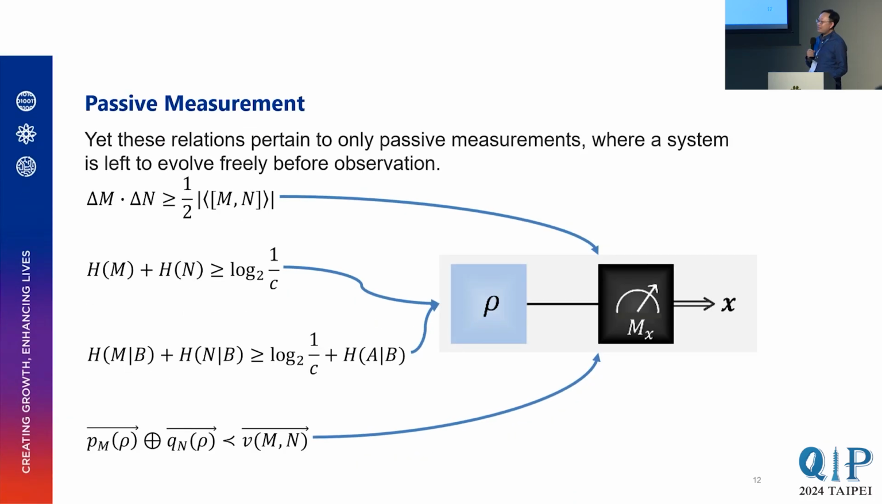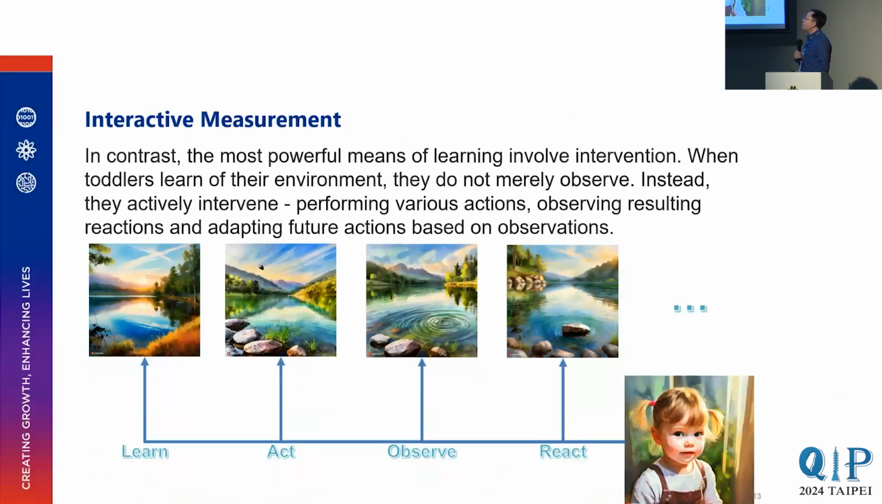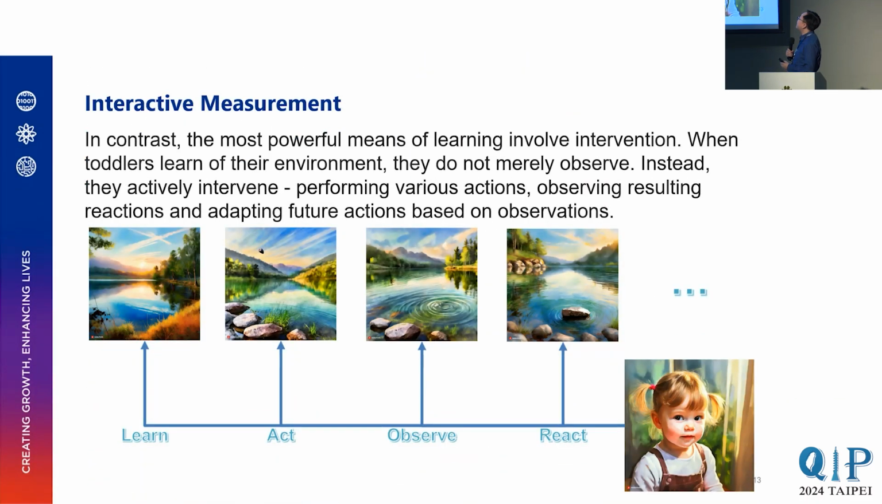Okay, till now, all the uncertainty relations considered are for passive measurement. That means when we try to learn some physical property of a quantum system, we simply let the system evolve before observation. But definitely, this is not the most powerful way of learning. The most powerful way of learning should contain interventions.